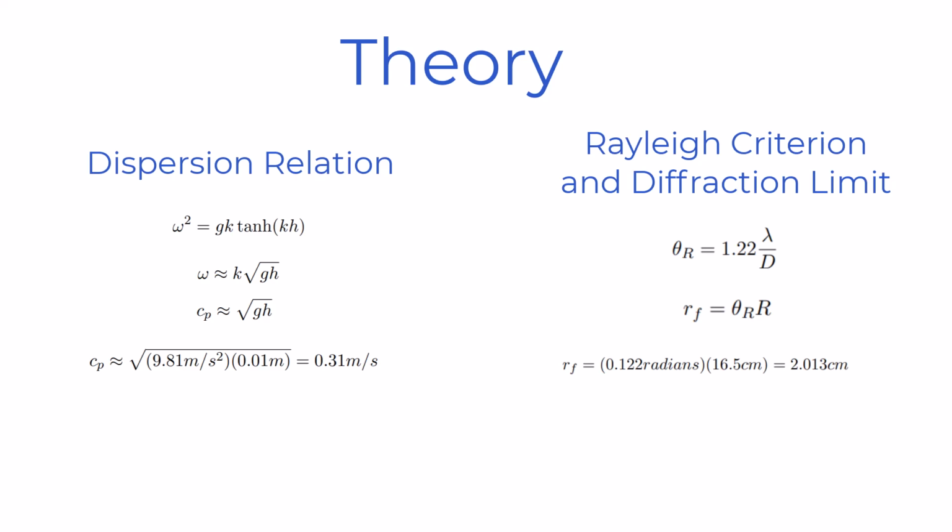Rayleigh criterion and diffraction limit explains the minimum resolution that can be obtained for an aperture like ours. Since we are using a circular aperture to focus points on a single point, the resolution is really important. Therefore, the minimum focal width that can be obtained comes out to be 2 centimeters for our setup.